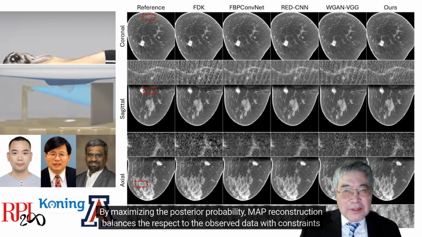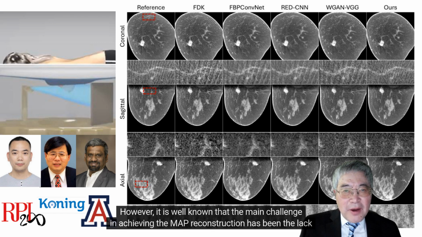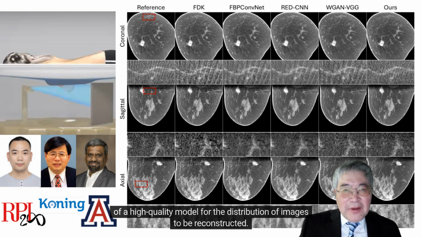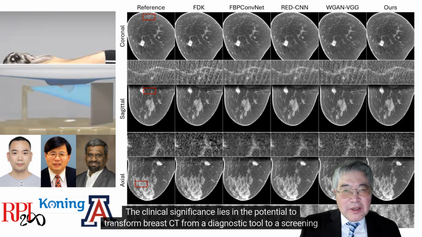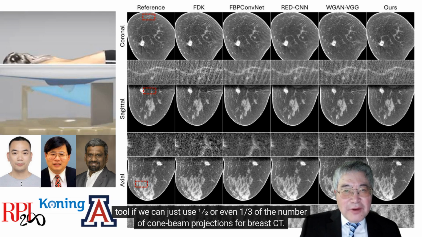By maximizing the posterior probability, MAP reconstruction balances the respect to the observed data with constraints imposed by the prior knowledge. However, it is well known that the main challenge in achieving the MAP reconstruction has been the lack of a high-quality model for the distribution of images to be reconstructed. Now, modern generative AI solves this problem elegantly. With the diffusion model, we recently achieved promising results in few-view breast CT reconstruction. The clinical significance lies in the potential to transform breast CT from a diagnostic tool to a screening tool if we can just use 1/2 or even 1/3 of the number of cone beam projections for breast CT.